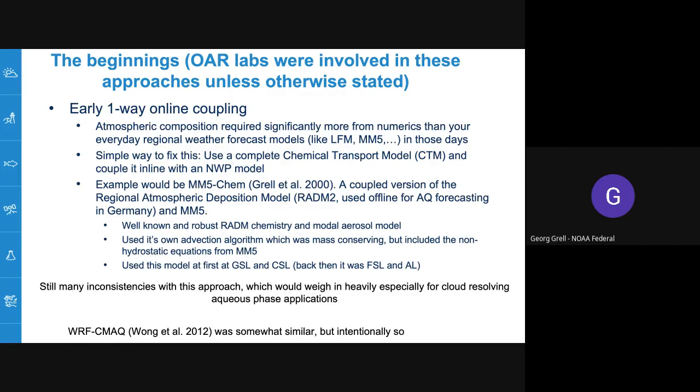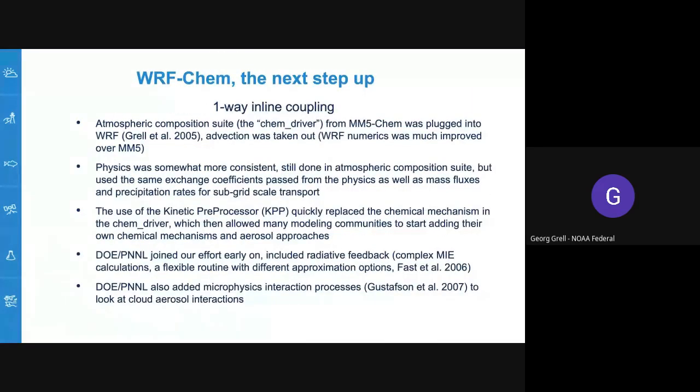A similar approach is WRF-CMAQ, but this was done intentionally from EPA to be able to use CMAQ offline for regulatory work the same way they had done before. And WRF-CMAQ, I have to also say, has included atmospheric composition impacts on weather. The next step up, and this still plays a role in the current UFS approaches, is WRF-Chem. Initially, the same suite from MM5-Chem was moved to WRF-Chem, but without the advection, since WRF numerics was much more improved. So this was a step up in consistency too.